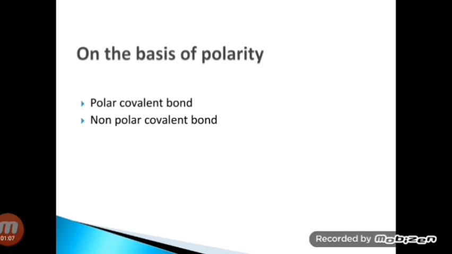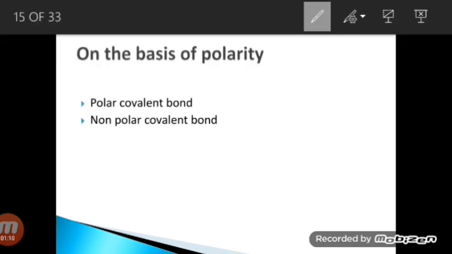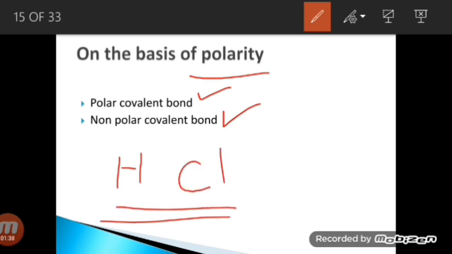Polarity. What is polarity? Polarity is basically formation of charges. Whenever there are charges on any compound, positive and negative both, it means that compound is polar. So on the basis of polarity, the compounds can either be polar covalent compounds or non-polar covalent compounds. The polar covalent compounds are those covalent compounds which have two dissimilar atoms connected together. Let's suppose we are taking the example of hydrogen chloride. Here hydrogen and chlorine are dissimilar, and there is an electronegativity difference between both of them.